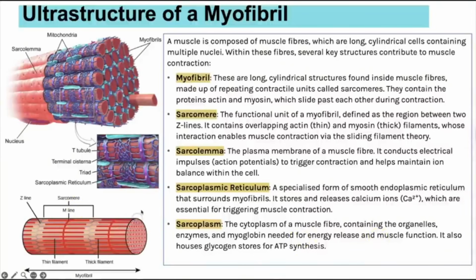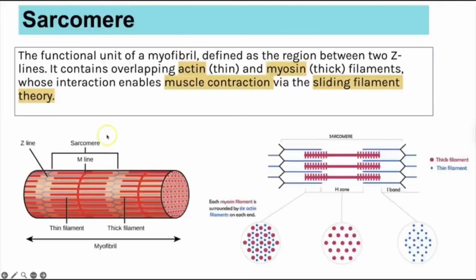So looking at the sarcomere in a bit more detail, this is what we said on the previous slide. This is one long cylinder, which is the myofibril, made up of these repeating units called sarcomeres, which are identified by two Z lines.